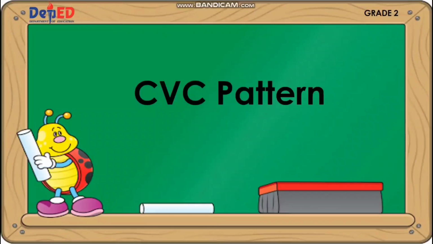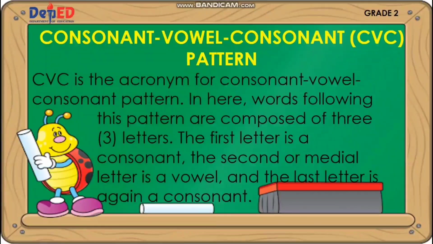Today, we will be learning about CVC pattern. Consonant vowel consonant or CVC pattern. CVC is the acronym for consonant vowel consonant pattern. In here, words following this pattern are composed of 3 letters. The first letter is a consonant. The second or medial letter is a vowel. And the last letter is again a consonant.